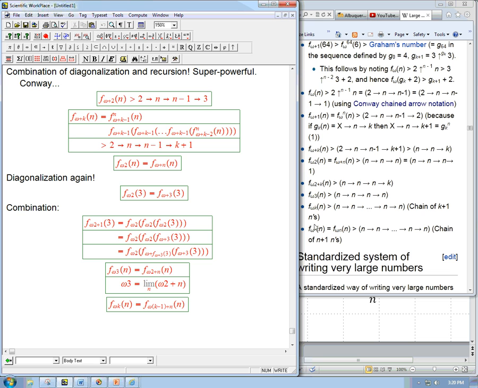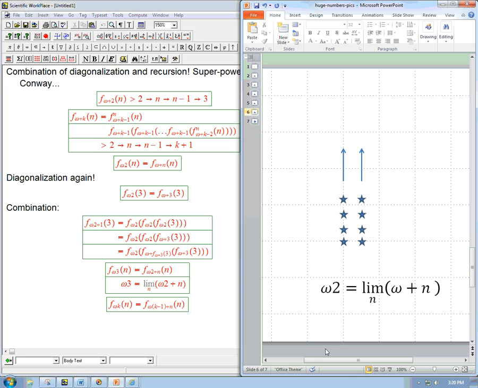Okay. Now there's one more down here. F omega squared. Huh. What does omega squared mean? Well, let's think about this.